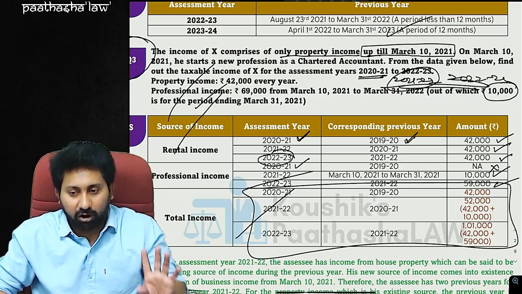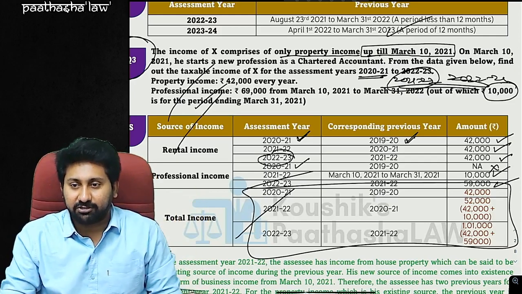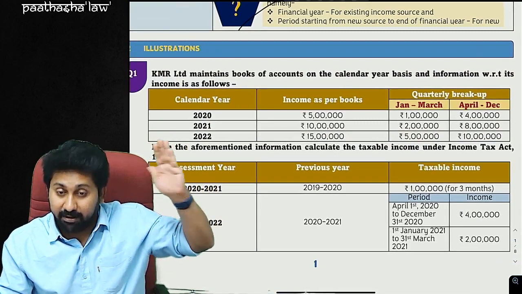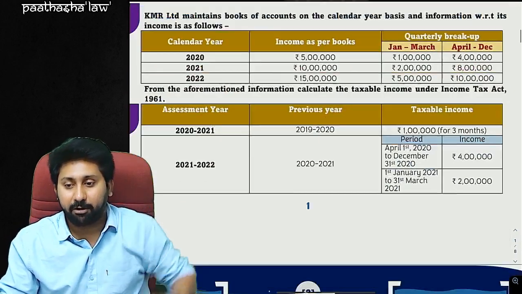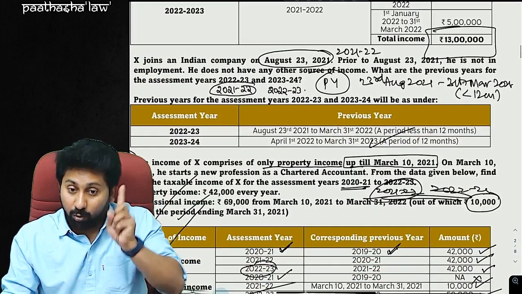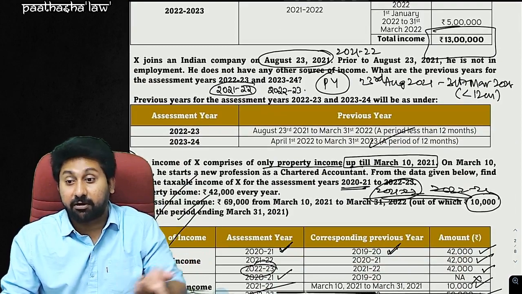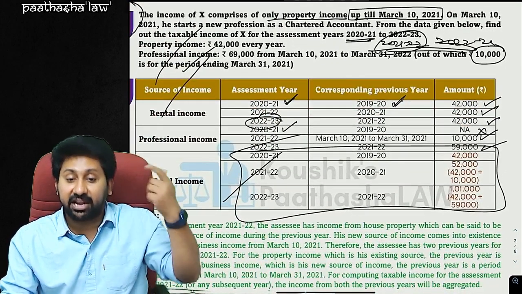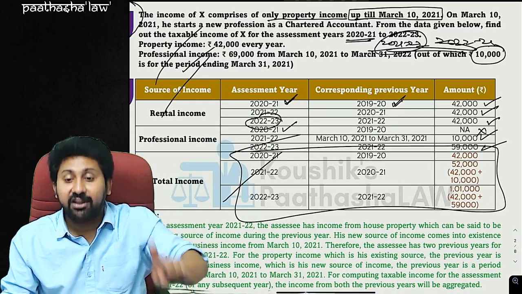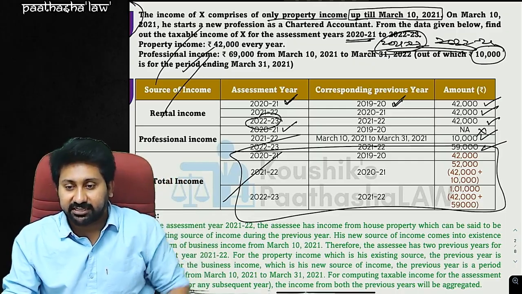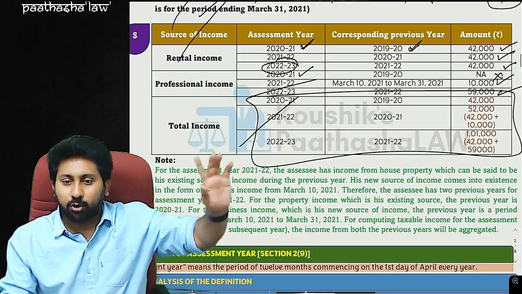So now what did we learn? When a new source of income comes into existence, I have kept 3 different types of questions in my book. Number 1, books of accounts, how to break up and put it on an assessment basis. Second, a person who didn't have a source of income created a new source. And third, a person who already has an existing source gets a new source. Now how to calculate the corresponding previous year and how to assess his income. Remaining notes I will share.